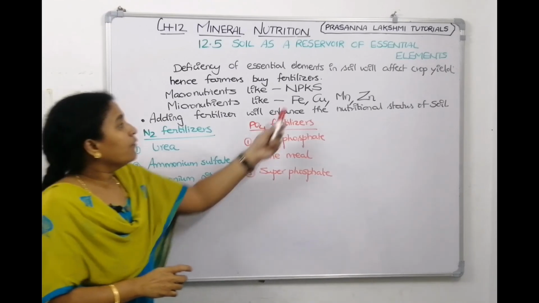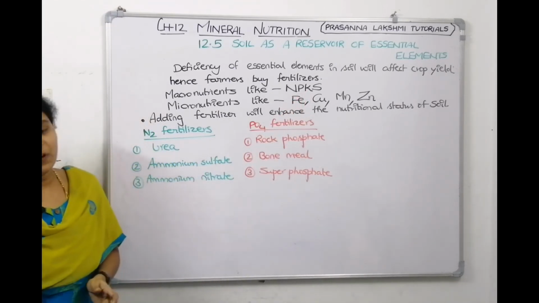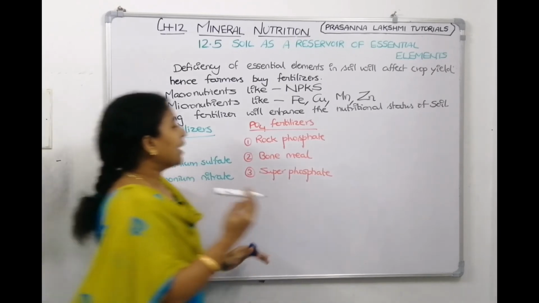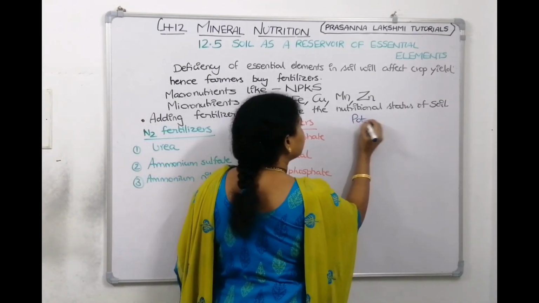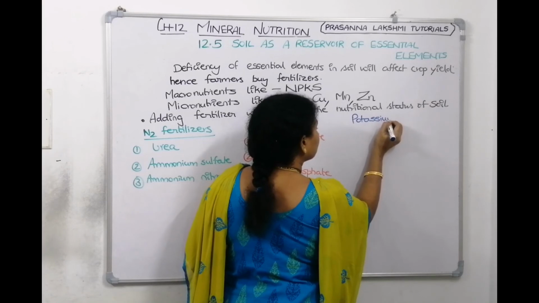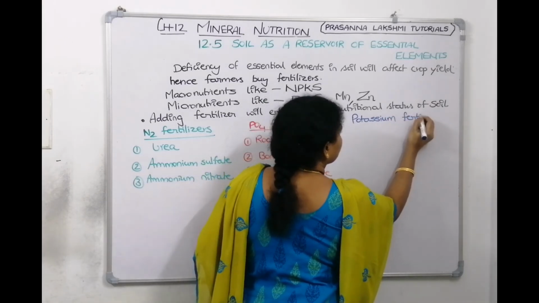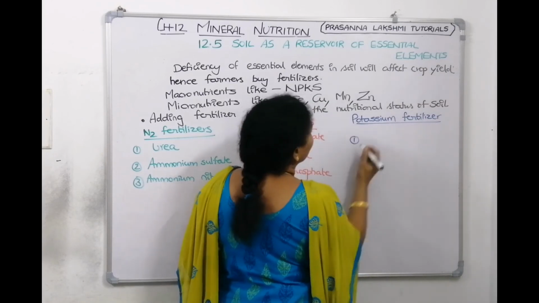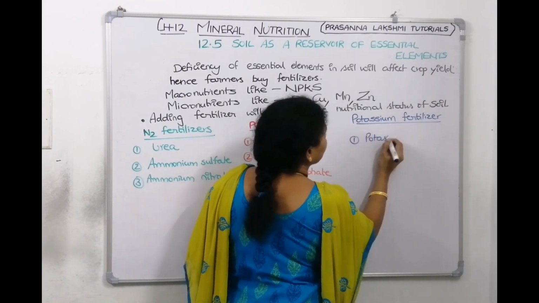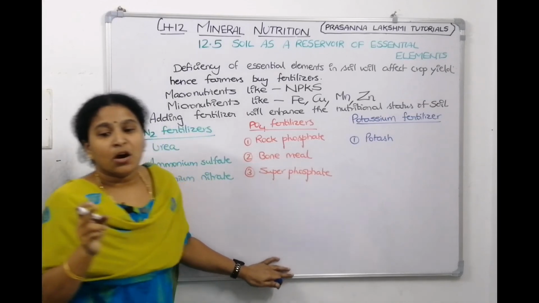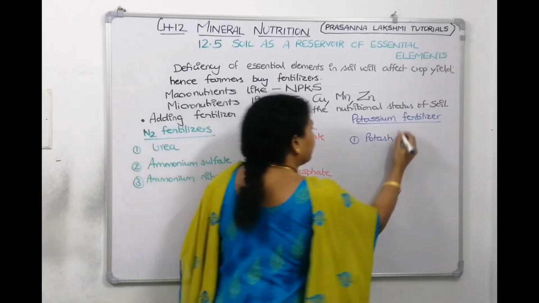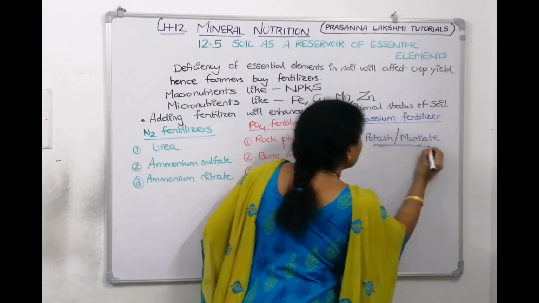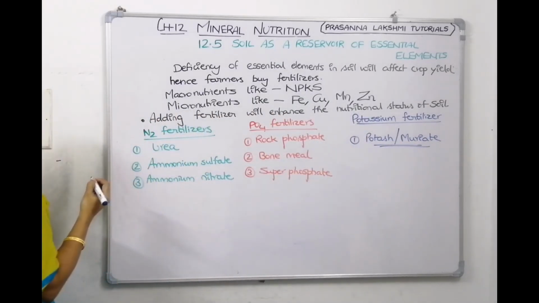Now let us take in which form potassium fertilizers are there. We call it potash, right? Potassium fertilizer. Now for the potassium fertilizer, only one is there. It is called potash or it is called muriate. So this is the name of the potassium fertilizer.